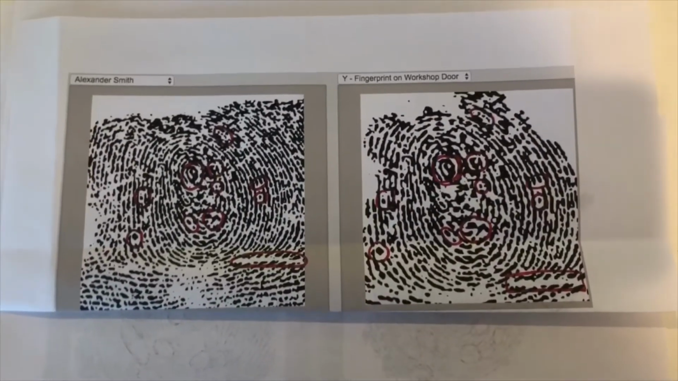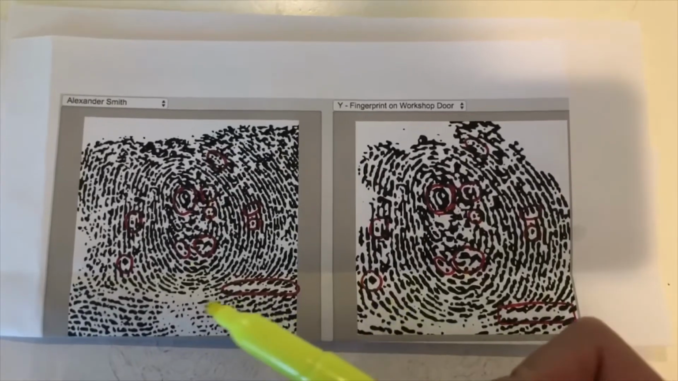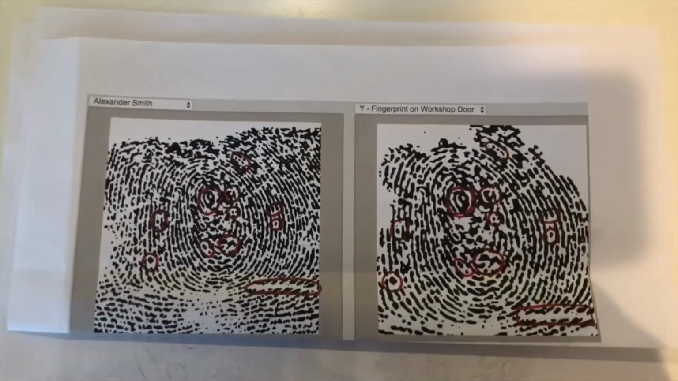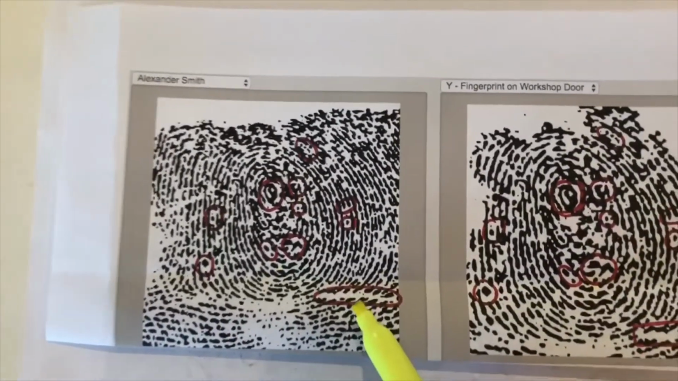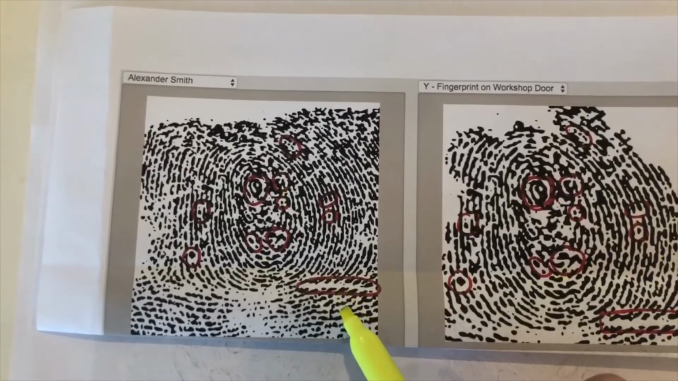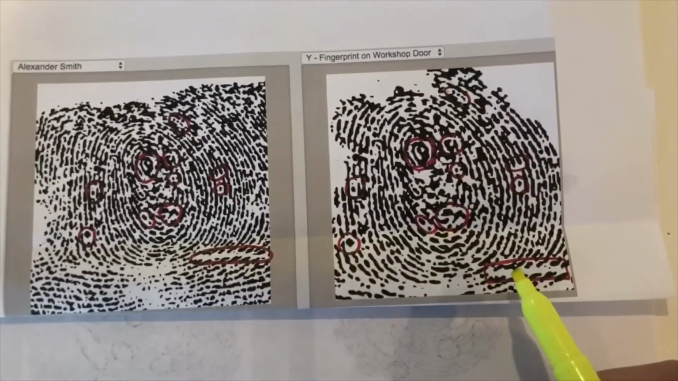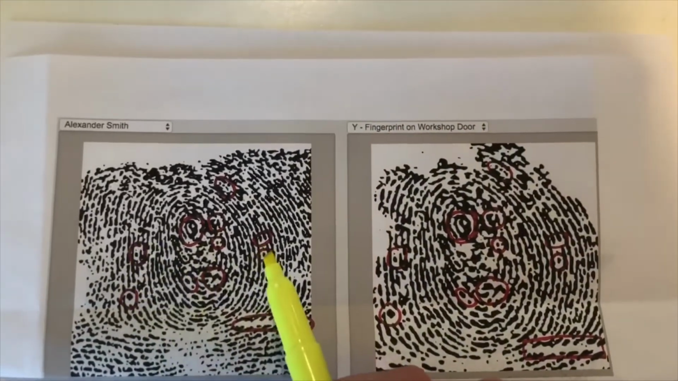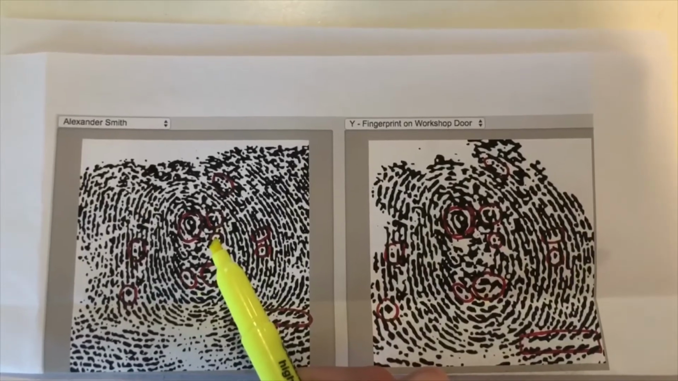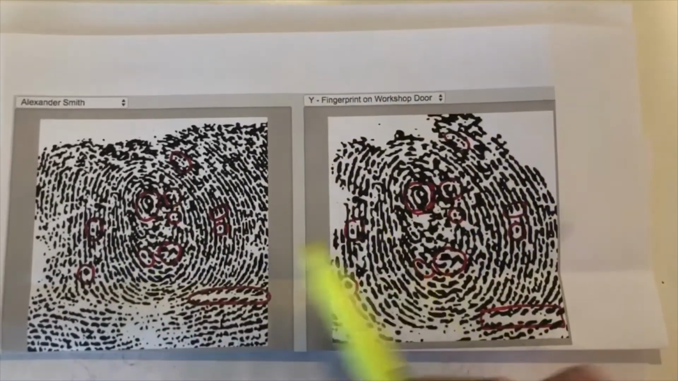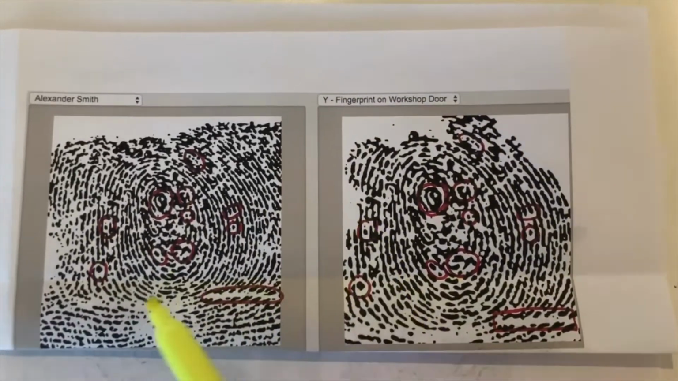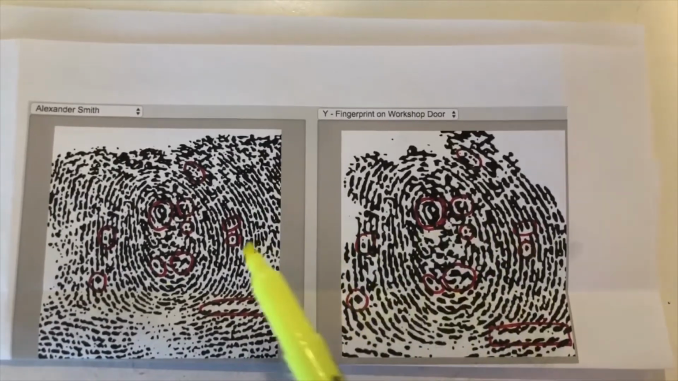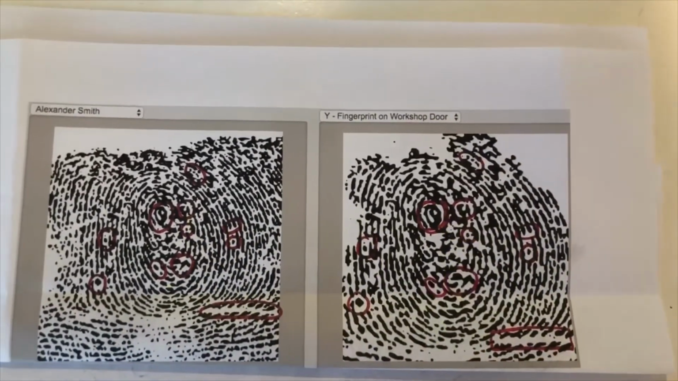So the first fingerprints that I'll be comparing are Alexander Smith's left index fingerprint to the fingerprint found on the workshop door. These two are comparable because here is a scar found in the lower right-hand corner. That same scar can be found in the lower right-hand corner here. This dot, dot, dot, and dot, all four of these dots are comparable: this dot is comparable to this dot, this one to this one, this one to this one, and this one to this one here.